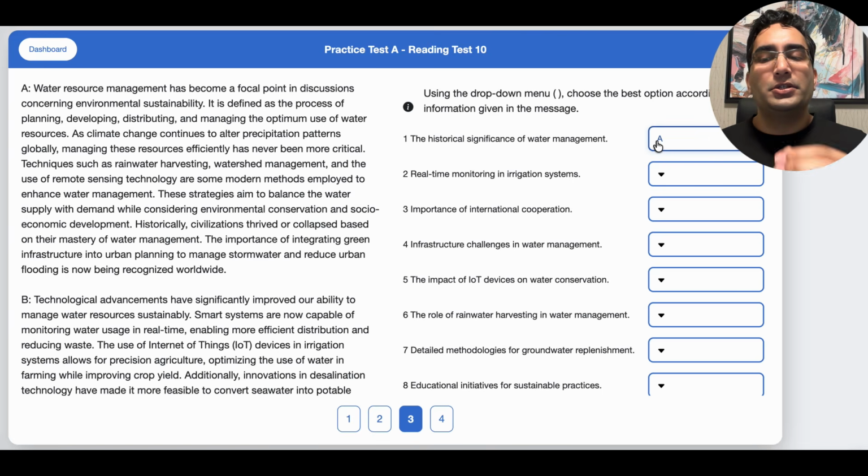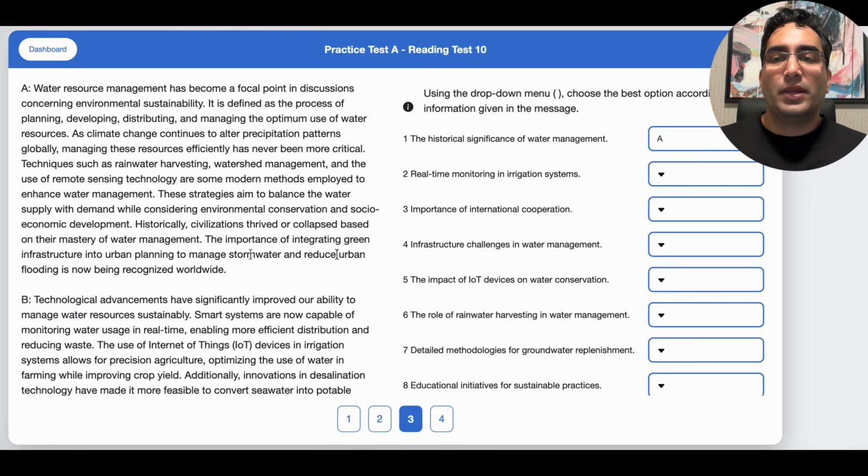But the first chance I can get to pick an answer, I will not waste that chance because I don't have much time. Let's keep reading. The importance of integrating green infrastructure into urban planning. Okay, so we have infrastructure, which is this, but it's not challenges yet. In urban planning to manage stormwater and reduce urban flooding is now being recognized worldwide. It's being recognized, but it's not international cooperation.